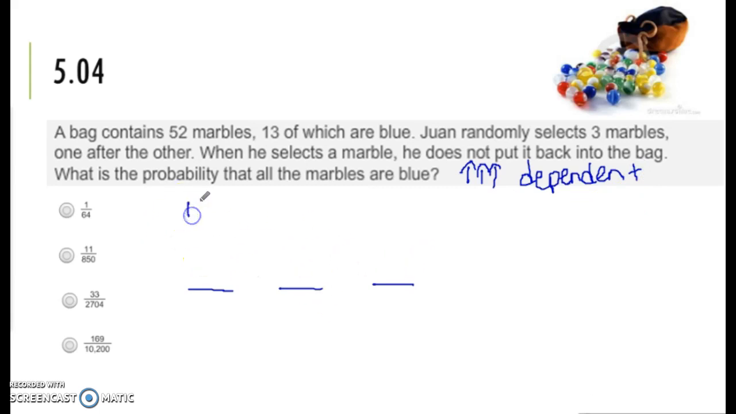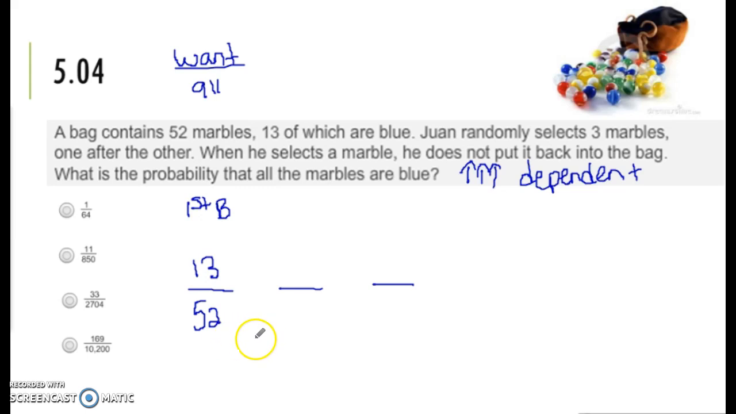So this first probability is going to be the first blue that he picks. Remember, probability is all the favorable outcomes, the one that you want to happen, over the total number of outcomes. So there's 13 blue, and there's 52 total. That's his chance of drawing a blue on the first draw.